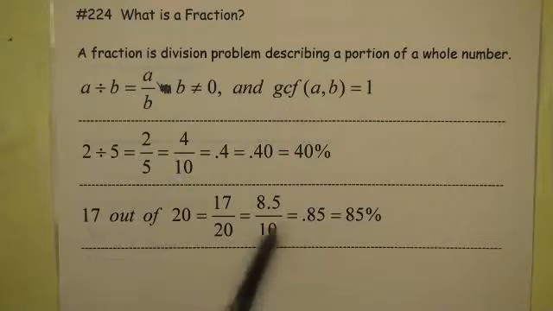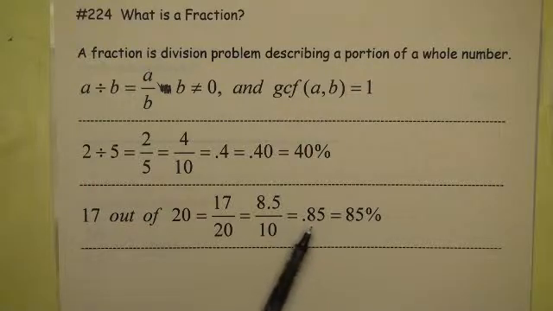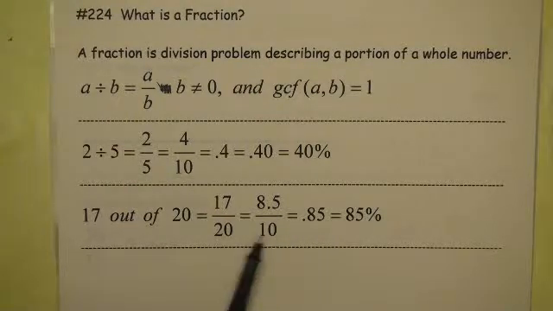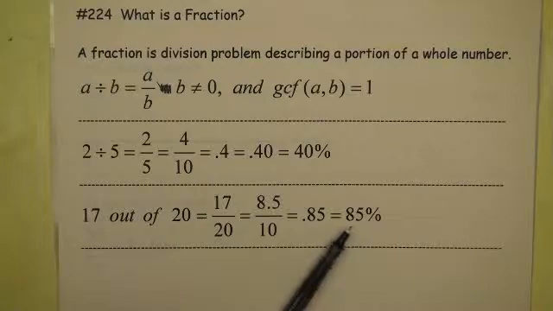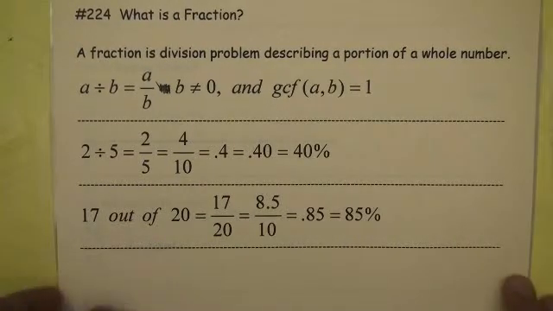out of 10. That gives us 8.5 tenths. So therefore, you put the 8 in the tenths position. So it's really 85/100ths, which is the same thing as 8.5 tenths. Therefore, we have 85%.